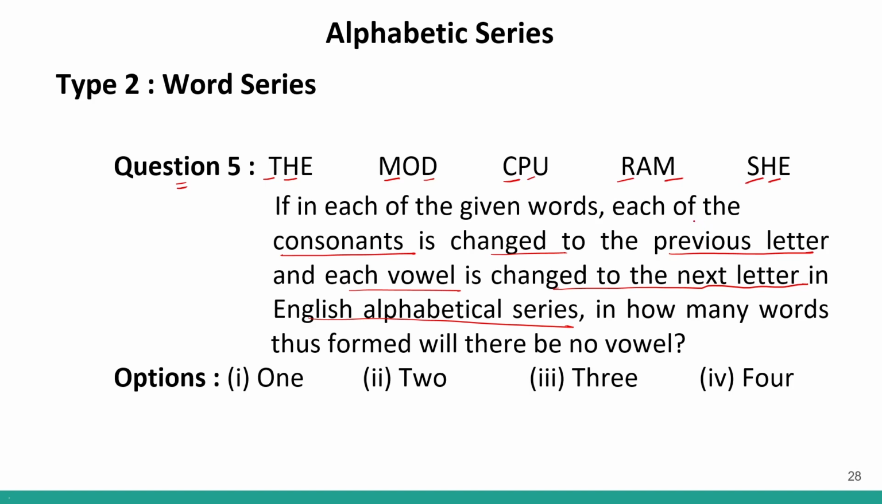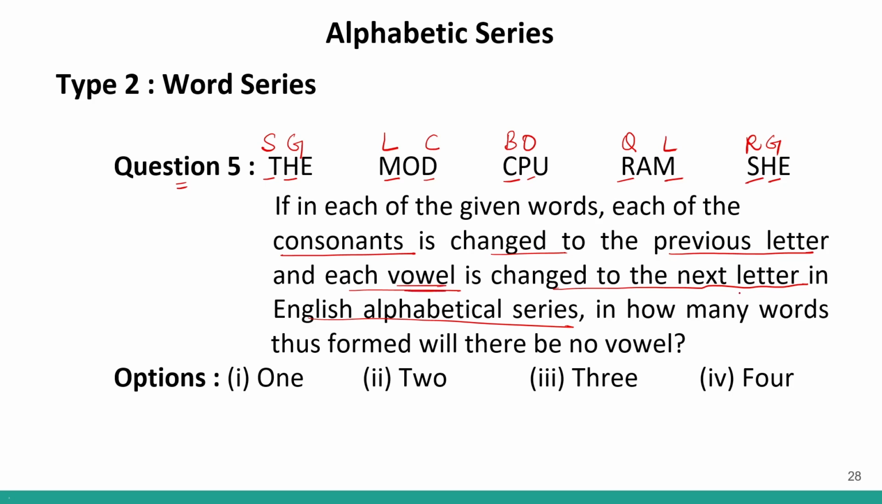Previous letter, that means we will get S, then L, then for H also we will get G, C, B, before P we have O, Q, then before M L, before S we will get what? R, and before H we will get G. Correct?